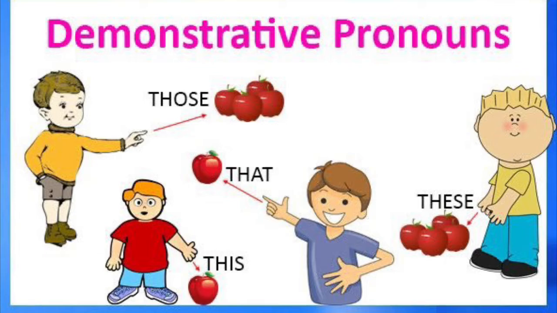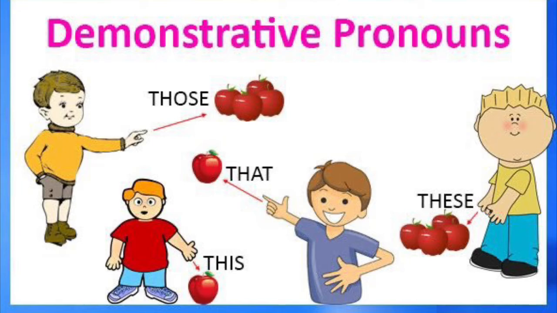Now I want to take you again to the definition. There they have told us that the pronouns are used to point out an object or objects. So as you can see in the picture, with the help of the arrow, they have pointed towards the apple or apples. If the thing is near or close by, we are going to use the word this or these.